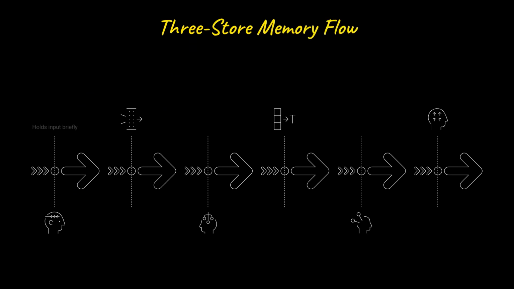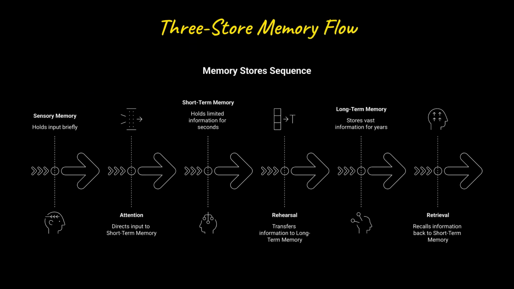Sensory memory briefly captures incoming input. If attention is paid, that information enters short-term memory, which holds roughly 7 items for seconds. Rehearsal is the critical gateway. Items repeated enough get transferred into long-term memory, which holds information for years with virtually unlimited capacity.